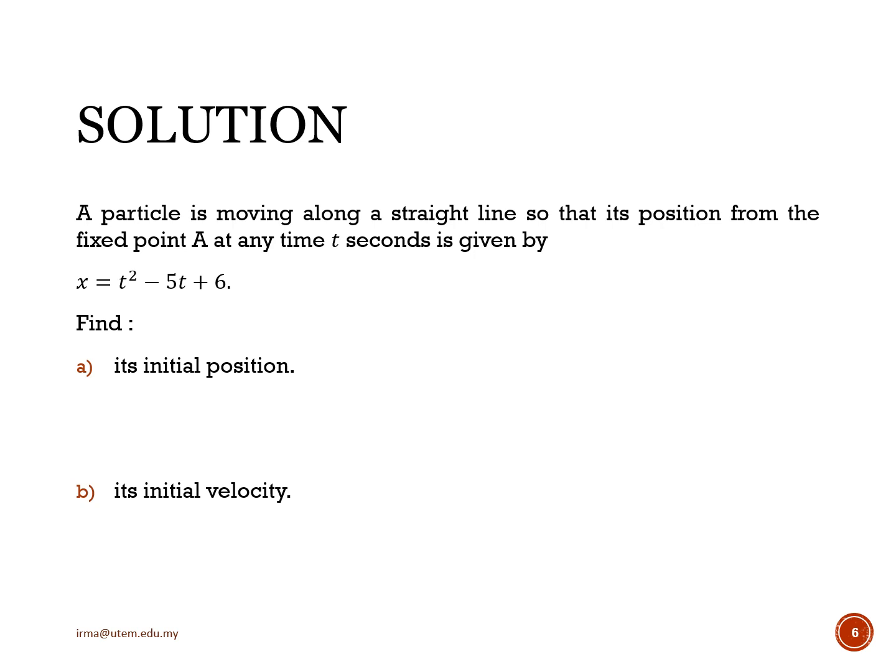So the first question is to find its initial position. Here x is the displacement or the position. Initial means that we have t equal to 0. So what you need to do is to find x when t equal to 0. We have 0 squared minus 5 times 0 plus 6 equal to 6. The unit normally we just write as meter.